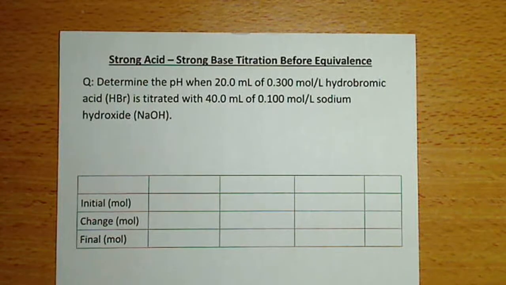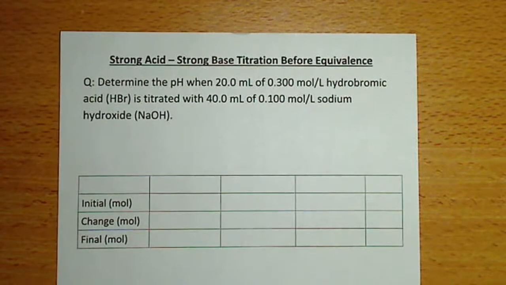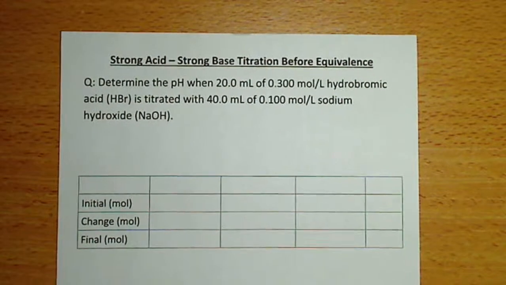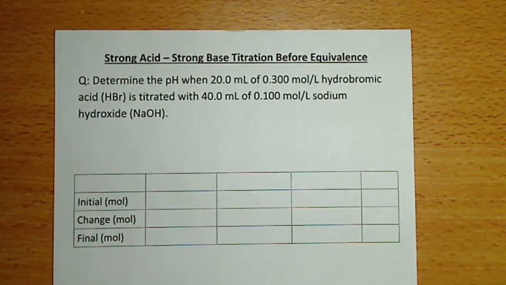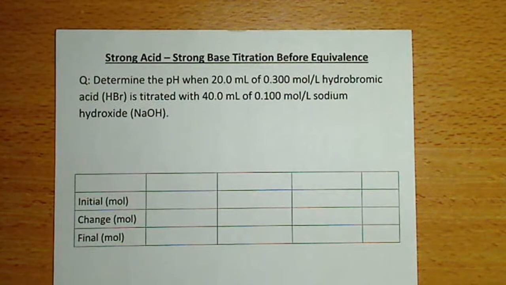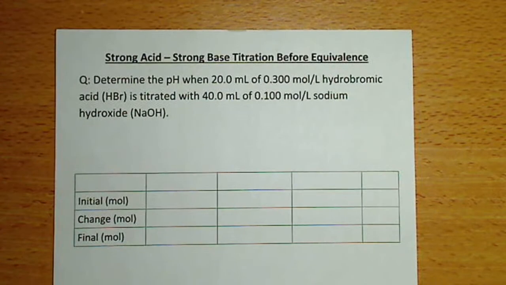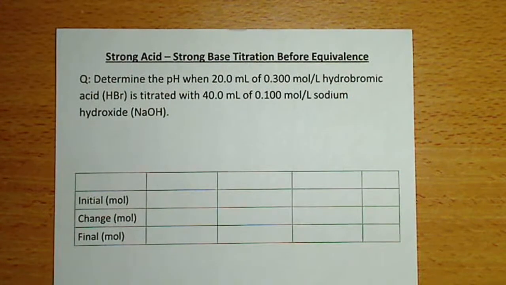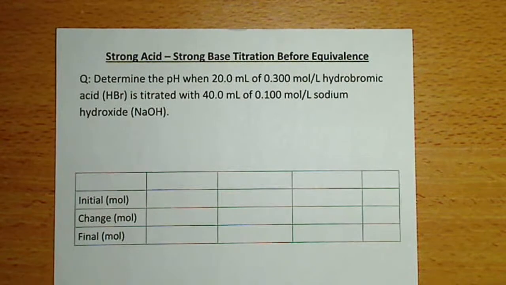Hi there. So in this video we're going to look at a strong acid, strong base titration, and in particular we're going to look at the situation before the equivalence point. So if we were titrating the hydrobromic acid in the question provided, then we would be adding sodium hydroxide and we would not react all of the hydrobromic acid, therefore before the equivalence point.